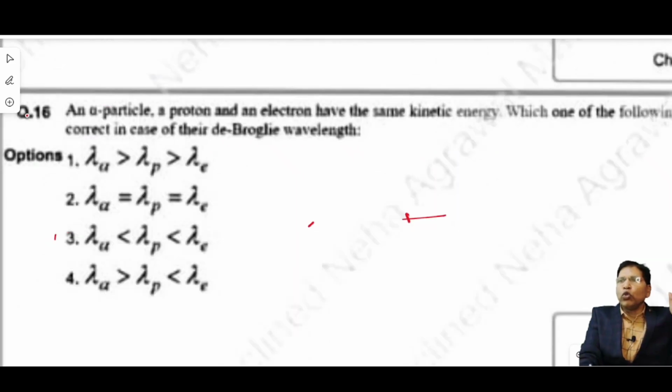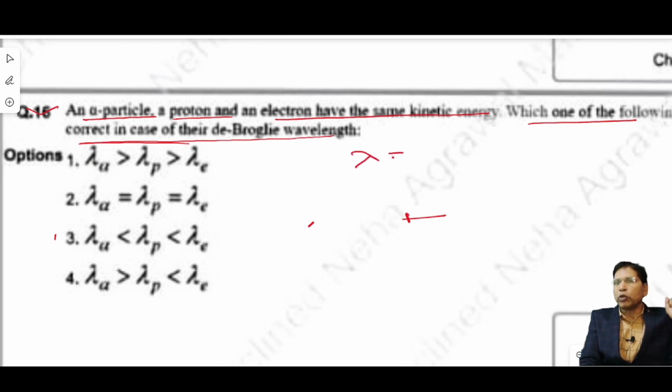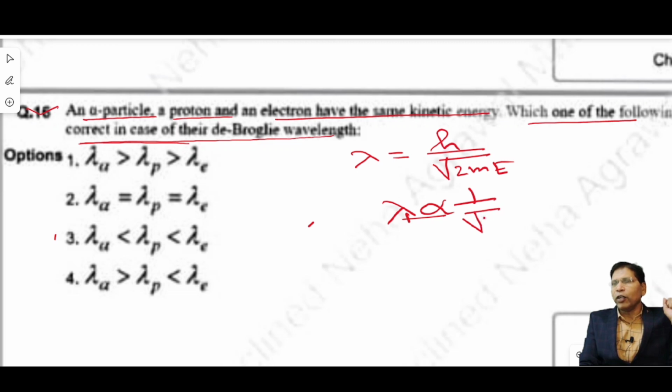Okay. Now question number 16. The alpha particle, the proton and the electron have the same kinetic energy. Which of the following is correct in case of their de Broglie wavelength? Look at this, the de Broglie wavelength in terms of kinetic energy is lambda equals h divided by root under 2mE. Okay. So lambda is inversely proportional to 1 by root over m. No problem.